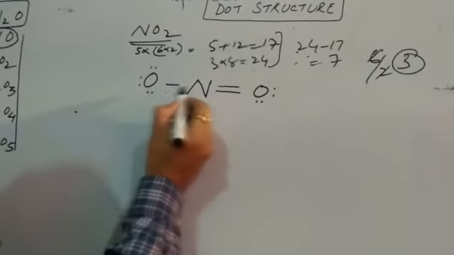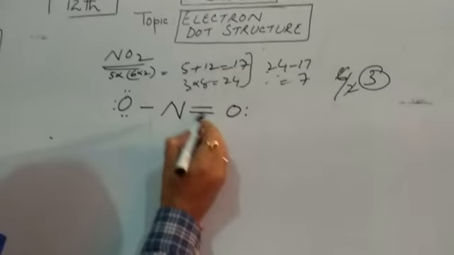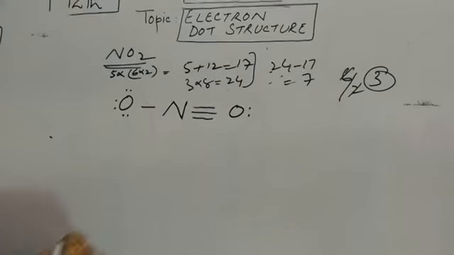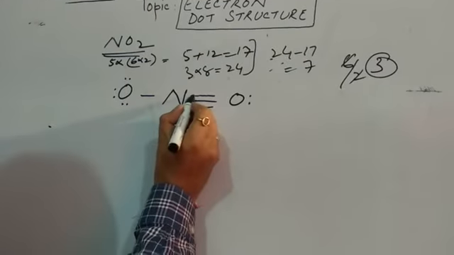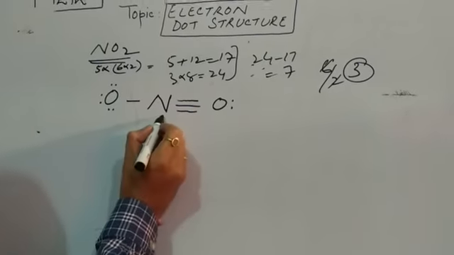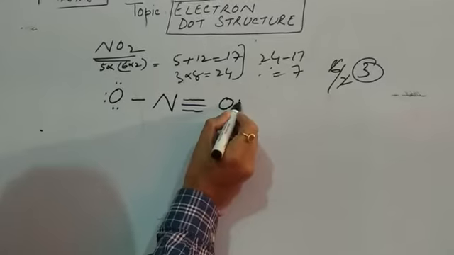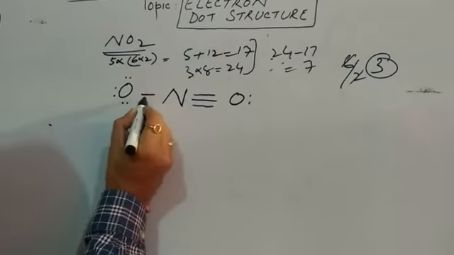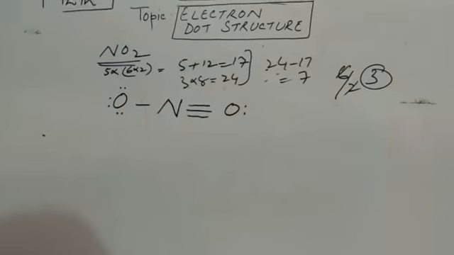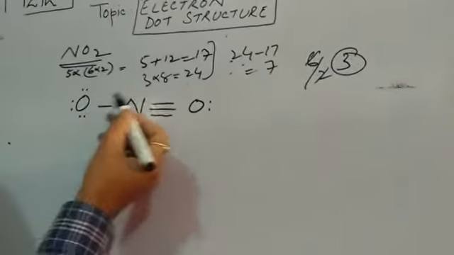Now 6 plus 2, we can shift this also here. Now see, this nitrogen has 6, 2 plus 2 plus 2, 6 plus 2, 8. So it has completed its octet. Similarly, this has 6 plus 2, 8. It has 6 plus 2, 8. So all atoms have completed their octet. So it can be one of the structures of nitrogen dioxide.